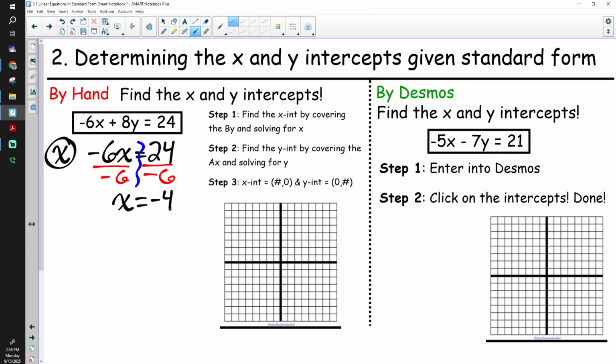Negative 4. This is my x-intercept. So I go to my graph. I go to my x-axis, that's this one, going left to right, and I go over to negative 4. 1, 2, 3, 4. There's my x-intercept.